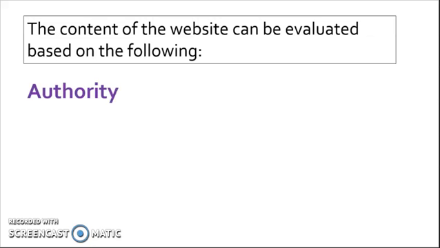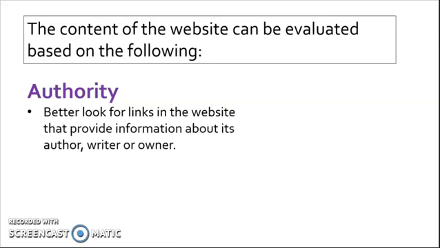First, the authority. Now, as for the authority, anyone can create a website. A website author can be a person, a group of people representing a commercial company, an educational institution, a government agency, a non-profit organization, or a military site. Now, better look for links in the website that provide information about its author, writer, or owner.